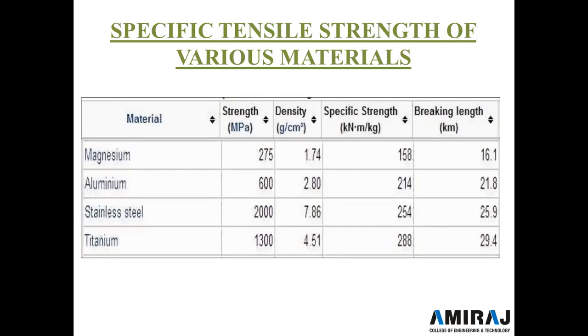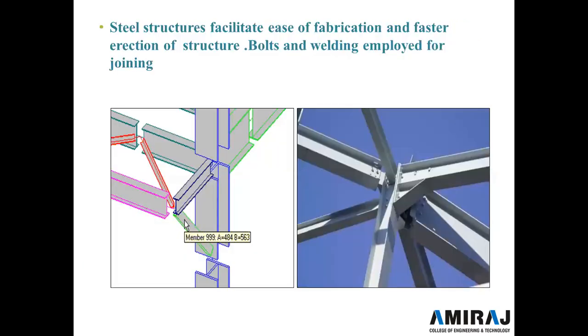So the steel structure facilitates ease of fabrication and faster erection of the structure. Bolts and welding are employed for joining. Generally, two members are joined by different types of connections. In that case, they use bolted connections or welded connections. As you can see in the figure, these are all connected by bolted connections, right?